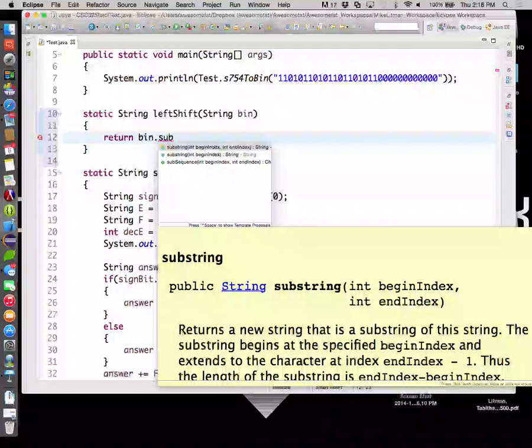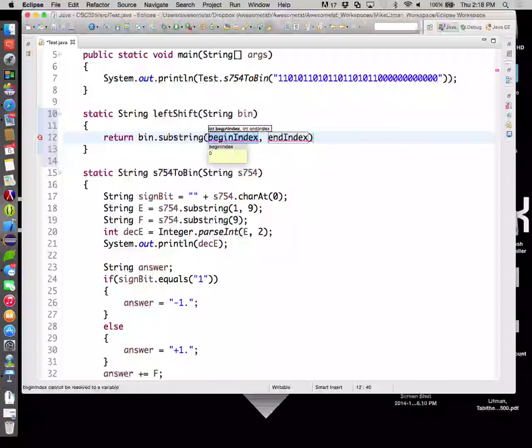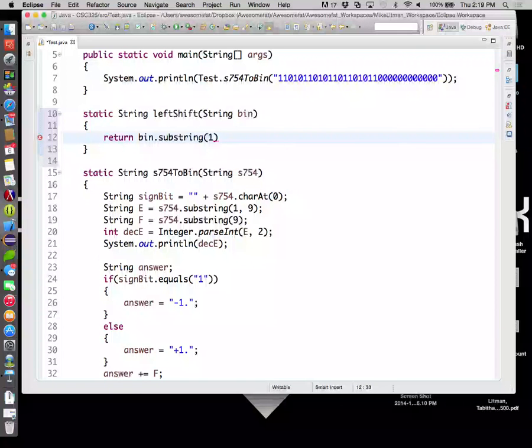Fritz, you got this, right? Substring 1 plus 0. So get everything from bucket 1 to the end and concatenate on a 0. Return that. Is that left shift?